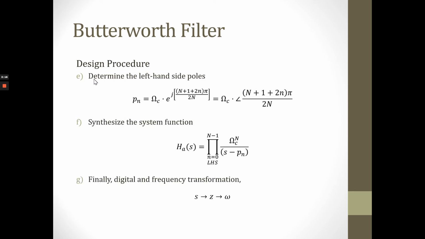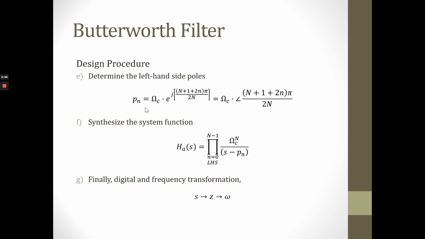The next step is to determine the left-hand side poles based on this equation as described in previous slides, where we have this function. The next step is to synthesize the system function, where H(s), the frequency in S domain, is equal to the product with the limit n from 0 until N minus 1 for the left-hand side of the function of omega c to the power of N divided by s minus p n, the pole at point n.